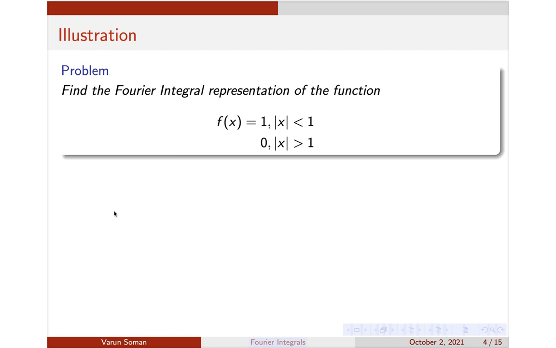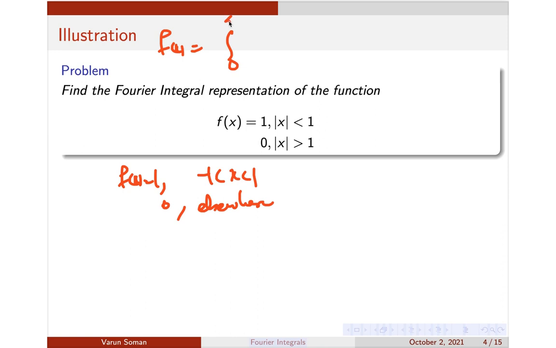It's a very simple thing. So your f of x is equal to 1 where minus 1 less than x less than 1, and 0 elsewhere. So what is the integral representation? As we know, the formula is f of x equal to integral 0 to infinity of [a omega cos omega x plus b omega sin omega x] d omega. Don't forget d omega here. Always write the formulas, because the formula will always carry 1 or 2 marks.